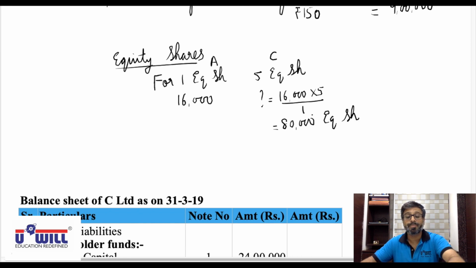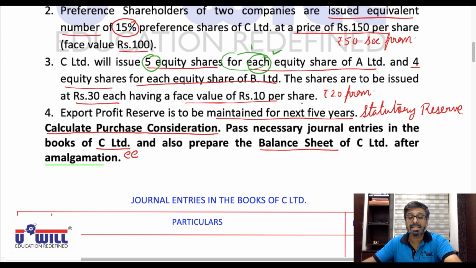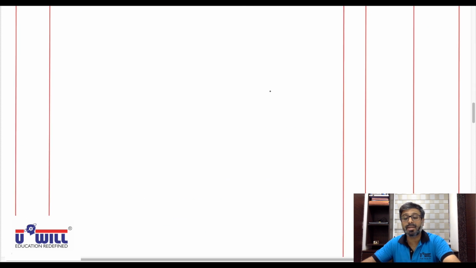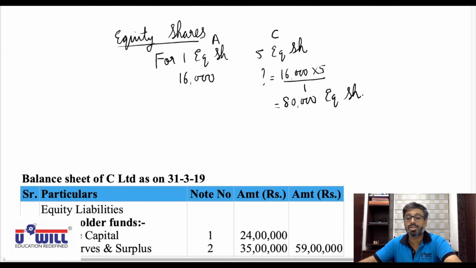Now their value. See again adjustment 3. It is given, last sentence, the shares are to be issued at rupees 30 each, having a face value of rupees 10 per share. Same like preference shares, face value 100 but agreed value 150. So here also 80,000 equity shares of rupees 10 each but at rupees 30. So 20 is premium. We will multiply with 30. 80,000 into 30, that is 24 lakhs.